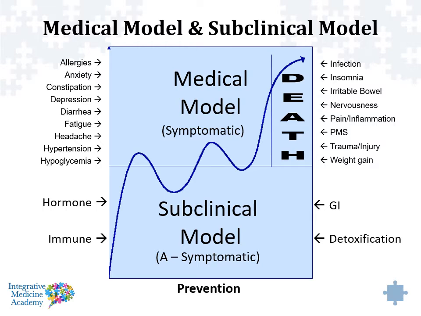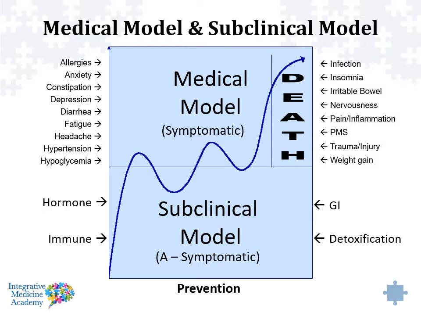A lot of what we're trained in conventional medicine is how to look at what's called the symptomatic or the medical model. This is where people come in with a variety of symptoms, and then we're trying to isolate things down, go through a differential diagnosis. And that certainly is a worthwhile approach.